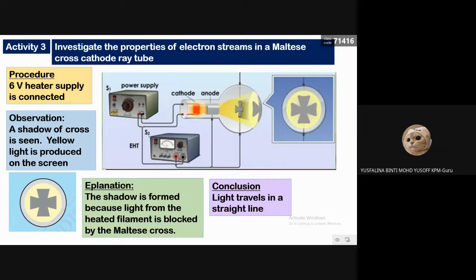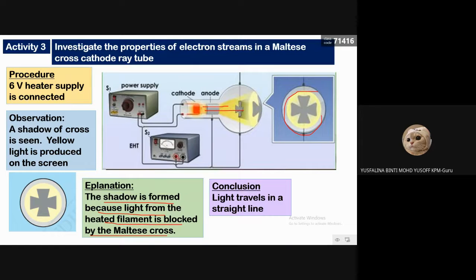So what is the explanation for that kind of observation? The shadow is formed because light from the heated filament is blocked by the Maltese cross. So why do we see the cross here? Because the electrons hit the fluorescent screen, and they convert kinetic energy to light energy.